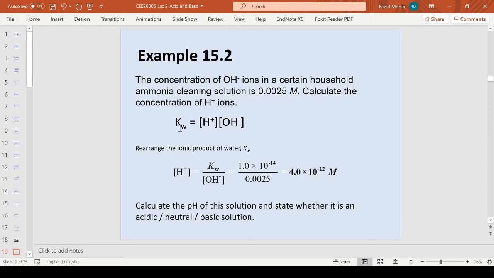So we know that the Kw value is 10⁻¹⁴, and it is the product of the hydrogen and hydroxyl ion concentrations. For the hydroxyl ion concentration, we use this 0.0025 molar. From there we can find the hydrogen ion concentration, and once we find it, we can find the pH of the solution.